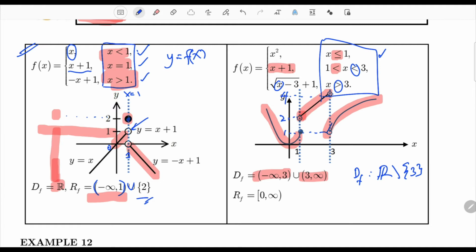Okay, as for range, again, range. So let me change the color. It starts from here, from the origin. So this is O, the origin. From the origin, it covers up to infinity. So the range will be half open, 0 to infinity.